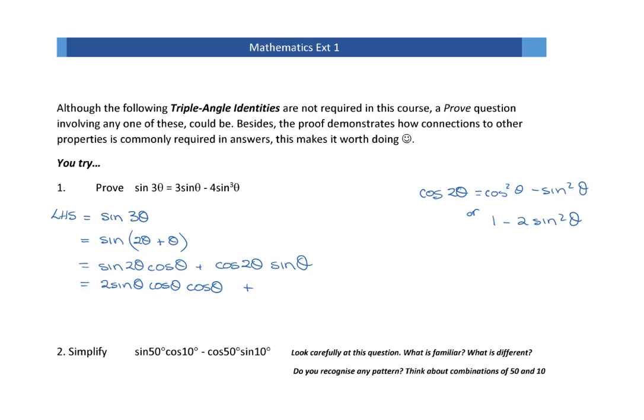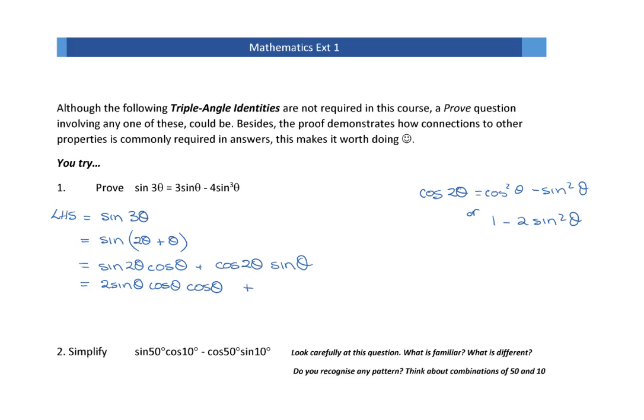So left-hand side, sine 3 theta. Now, there's nothing else I know about 3 theta at the moment except that it could be written as 2 theta plus theta. And if I think about the sine of 2 angles, I know that that can be written as the sine of 2 theta cos theta plus cos 2 theta sine theta.